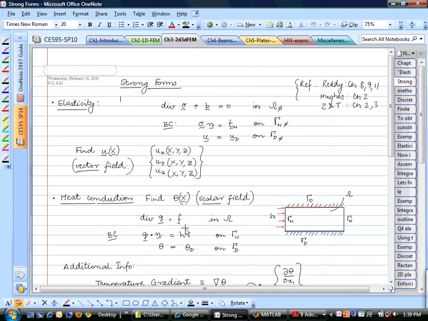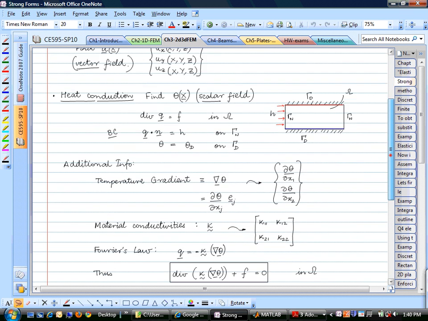Now this is a scalar problem. What we are trying to do is find theta as a function of x. Theta is the temperature, it's a scalar. X is a vector, it's a position vector. So it's a scalar function of a vector variable. But this equation is a scalar, there's only one equation in there. On the other hand, if you consider two-dimensional elasticity, this is a vector equation, so there are 2 degrees of freedom in this equation.